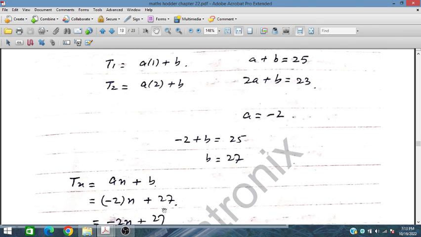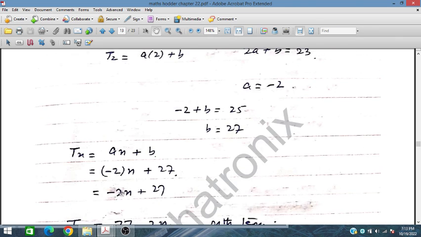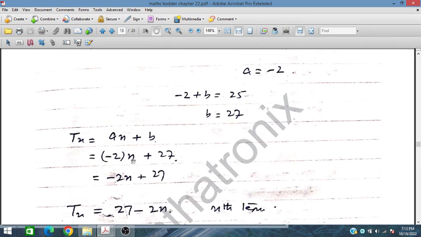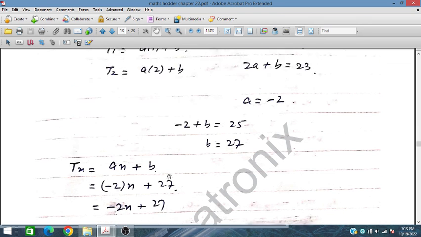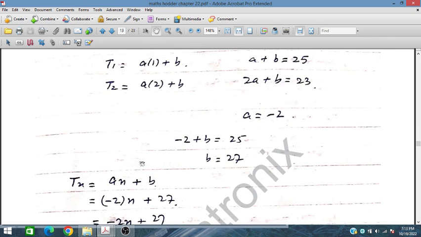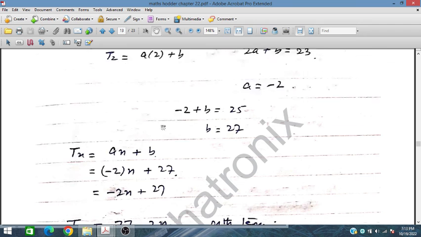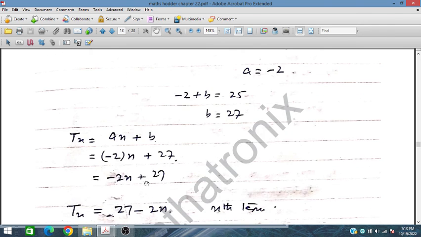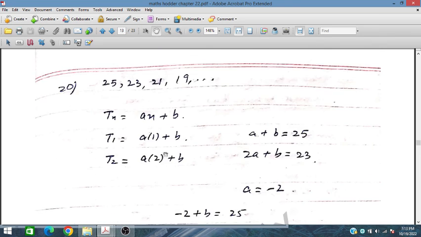When n is equal to 1, this is minus 2 plus 27, that is 25. When n is equal to 2, this is minus 4 plus 27, that is 23. So minus 6 plus 27, 21, and so on. So this is all.